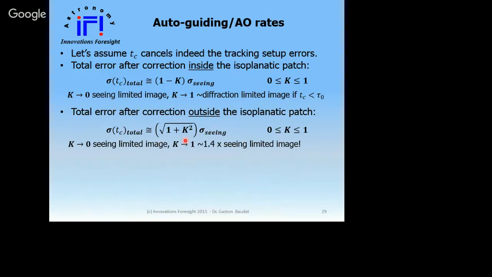So the result is you just get the seeing, like you get the seeing here, and you are seeing limited everywhere in your field of view. And because you were still correcting fast enough to compensate for the mount, then everything is fine.